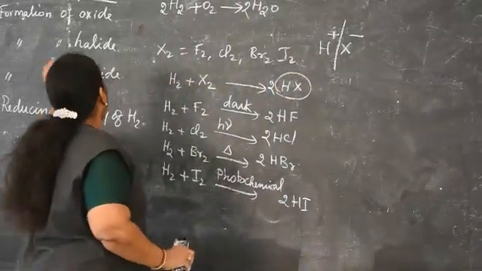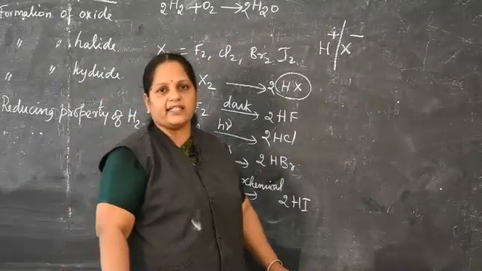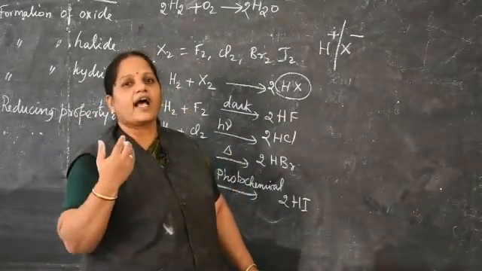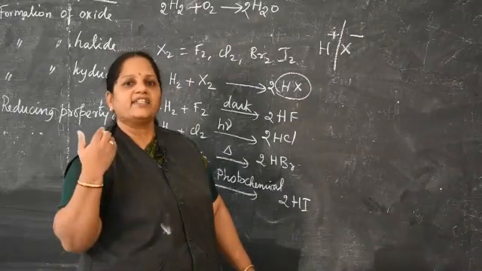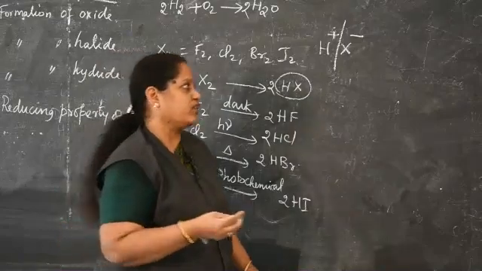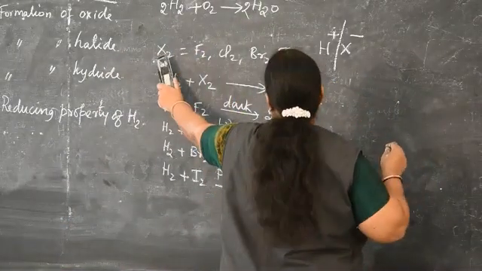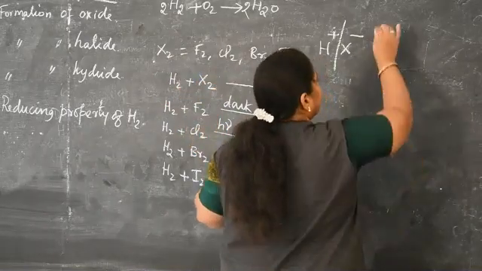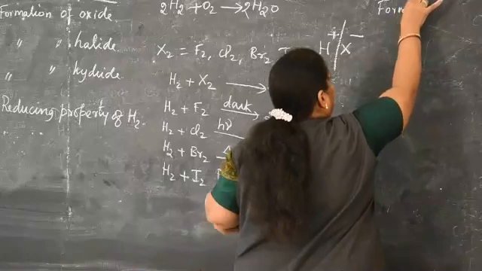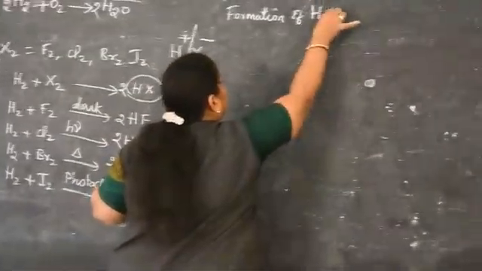Next, formation of hydride. Highly reactive metals. Which are highly reactive metals? Alkali metals are highly reactive metals. Hydrogen readily reacts with alkali metals to form hydride. First, it forms water. Second, it forms halide. Third property is formation of hydride.